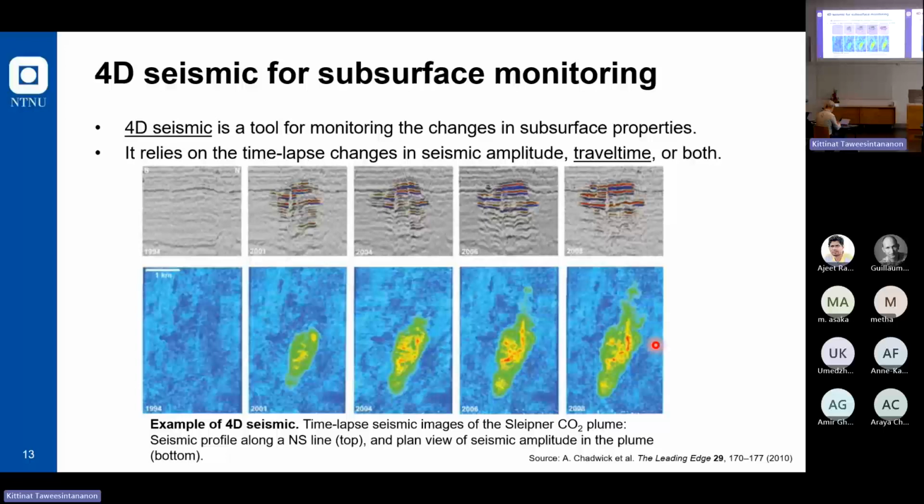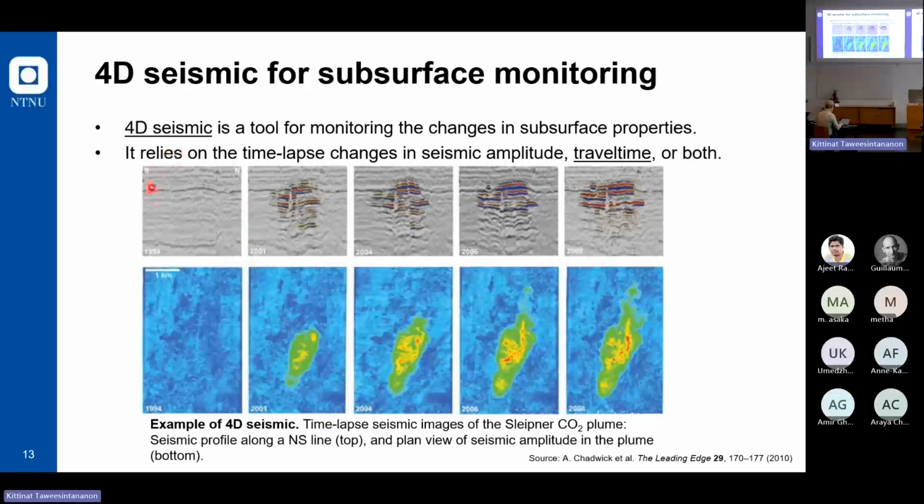Now, to introduce the second part of the thesis: 4D seismic for subsurface monitoring. I will start with the definition. 4D seismic is a tool for monitoring changes in subsurface properties. It relies on the time-lapse changes in seismic amplitude, travel time, or both. This figure shows an example of how a 4D seismic image looks.